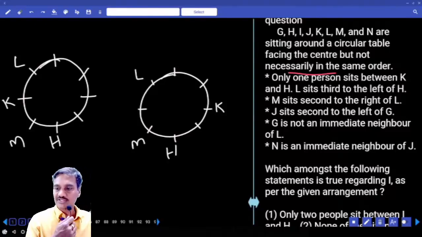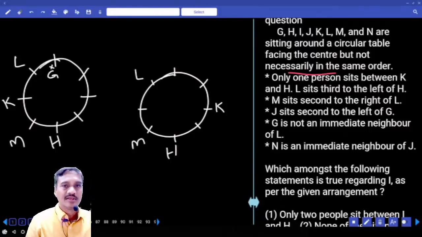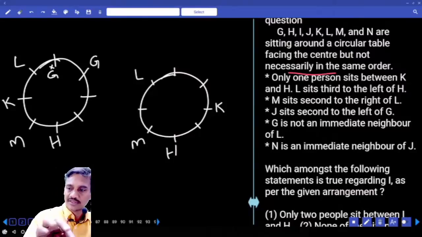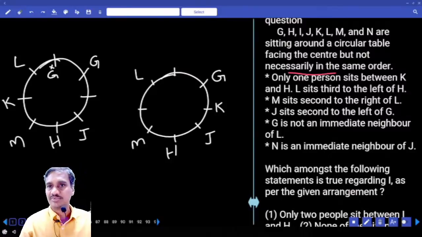And next one, G is not an immediate neighbor of L. G cannot be at this place. And as G cannot be here, then where should this G be? G is here. And J sits second to the left of G, so J is here. And G is not an immediate neighbor, hence G is at this place. G is here, and J will be at this place.